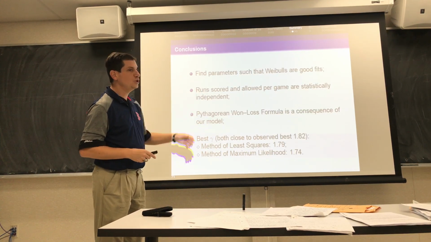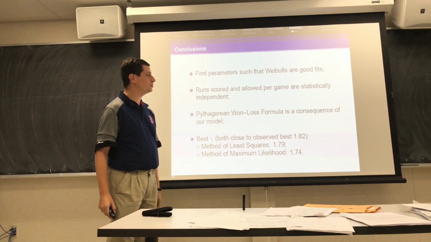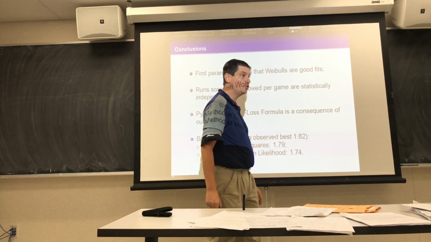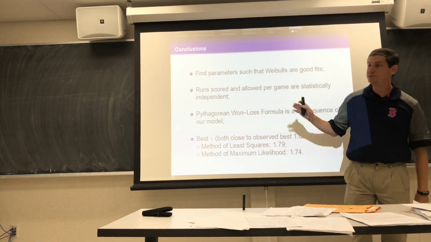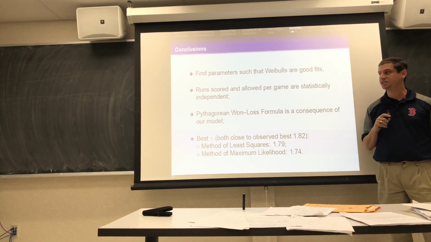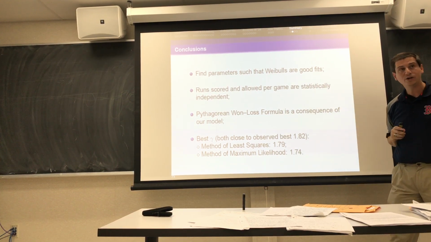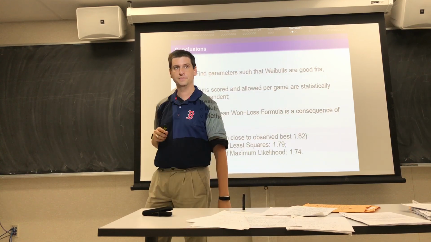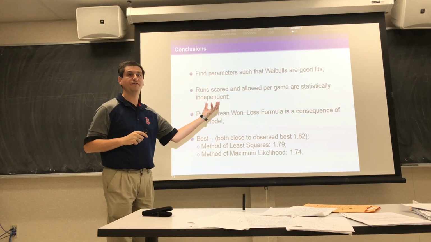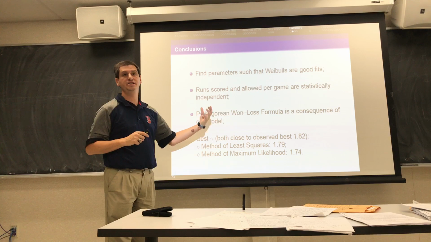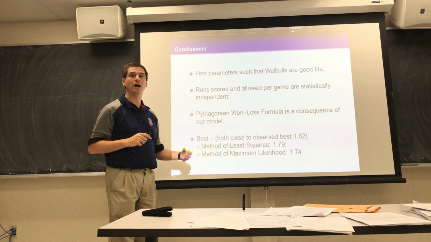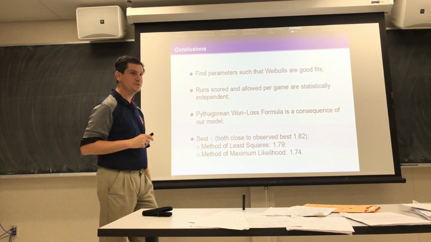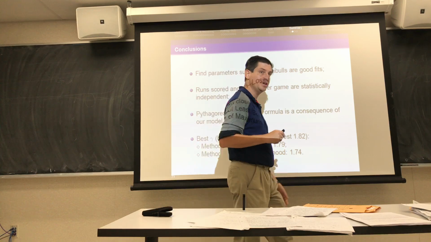So what I like from this is we're able to find parameters such that the Weibulls are good fits. The runs scored and runs allowed are not independent, but they seem to be behaving as if they were statistically independent. We now get that the Pythagorean win-loss formula is a consequence of our model. It's not just a numerical fact like the sun rises. We now have some reason to believe why this is true. And we also have some sense of how valuable runs are to winning.